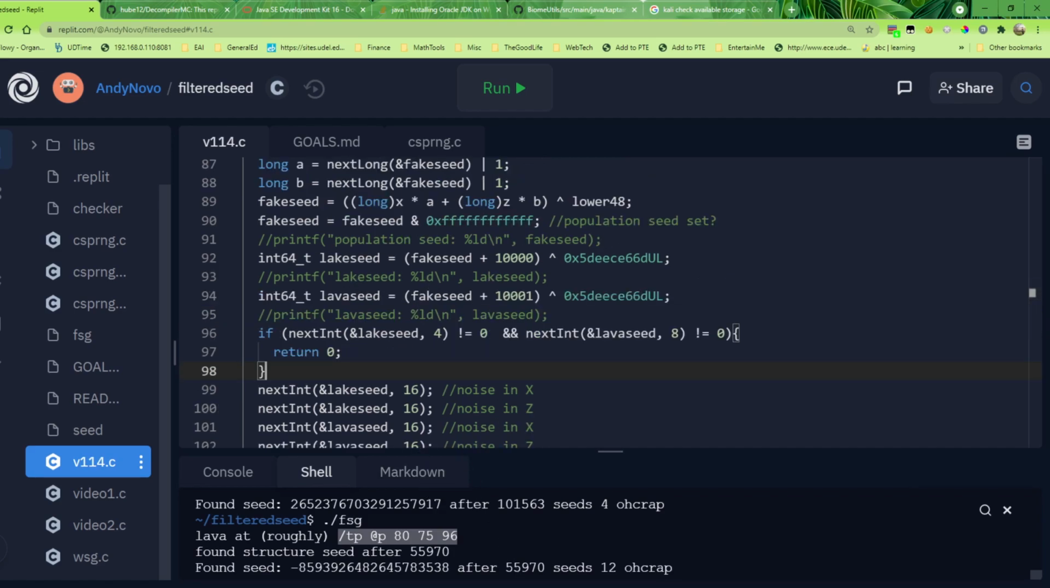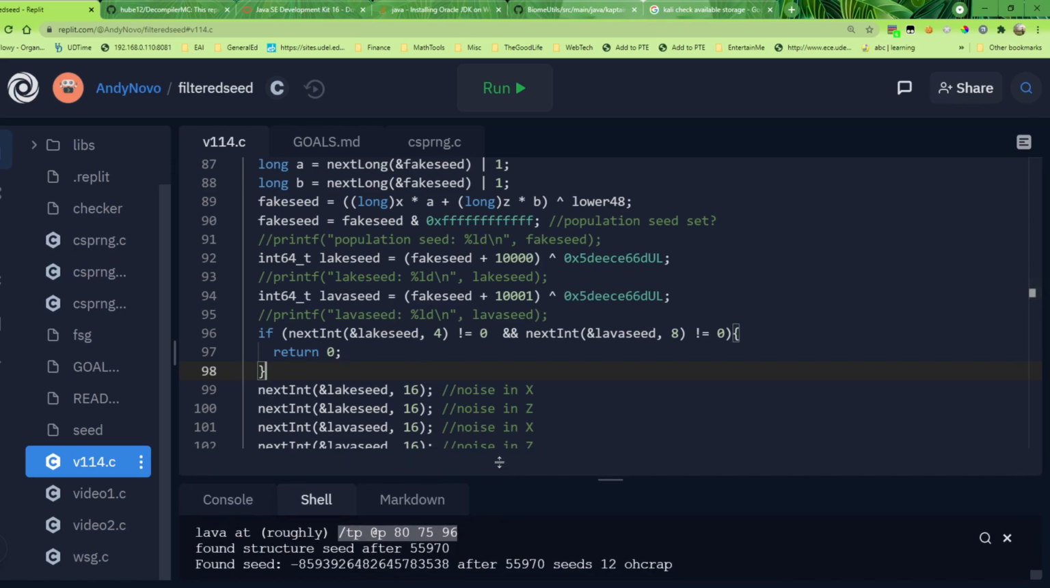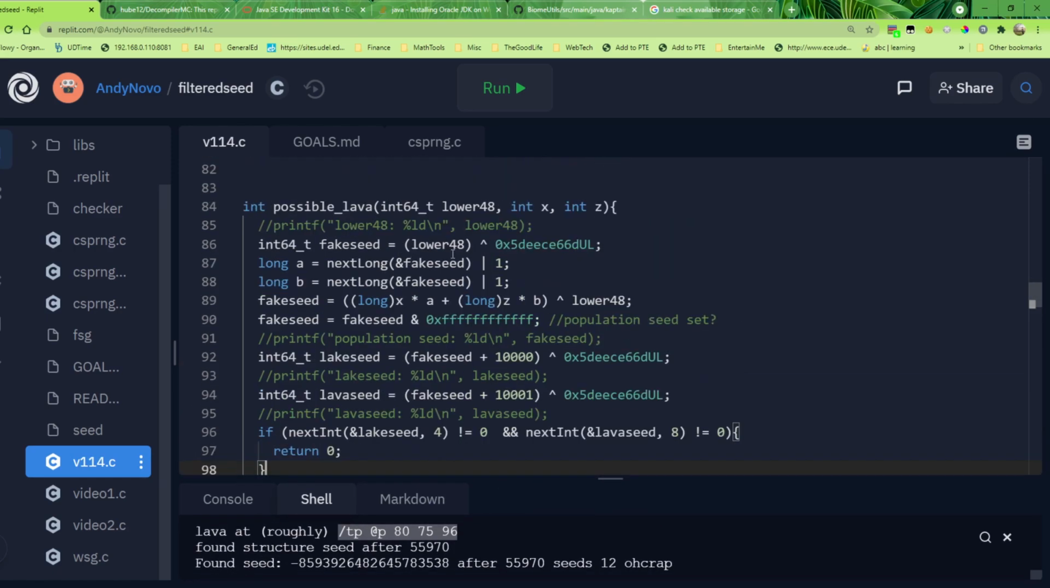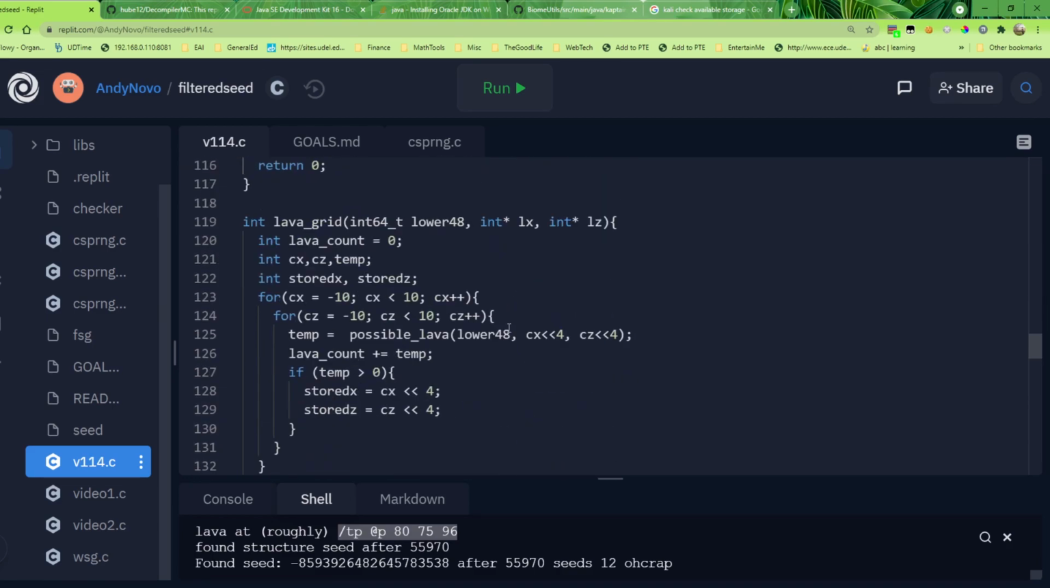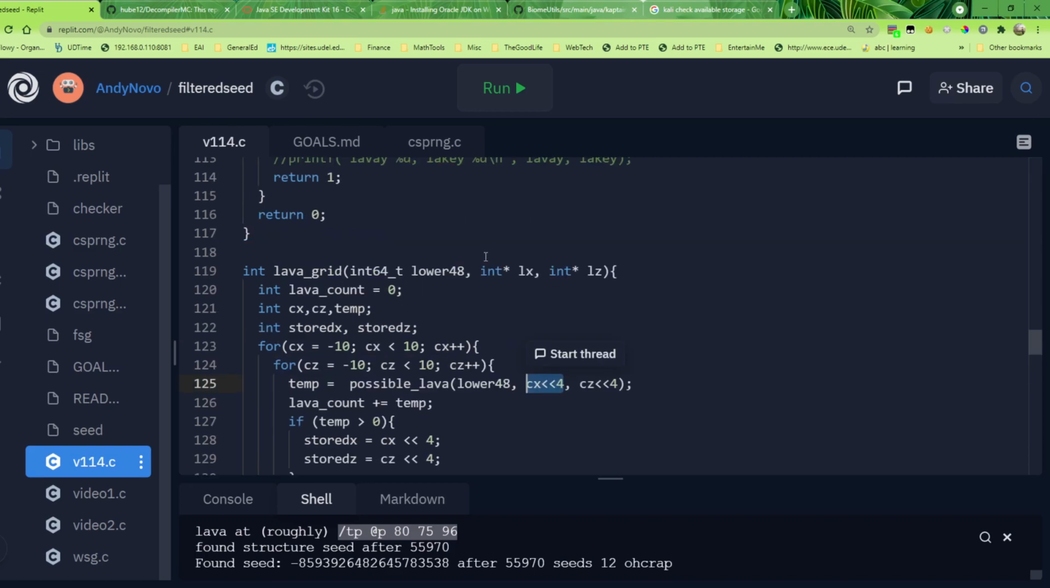Okay, so let's take a look. Am I broadcasting my screen there? Yeah, I'm seeing this. Okay. All right. So I've got possible lava. This X and Z is a chunk shifted up by 4. So this is a multiple of 16. Yep.